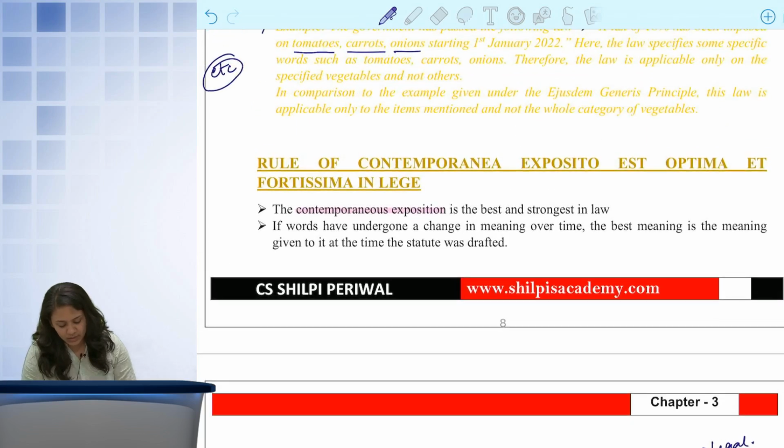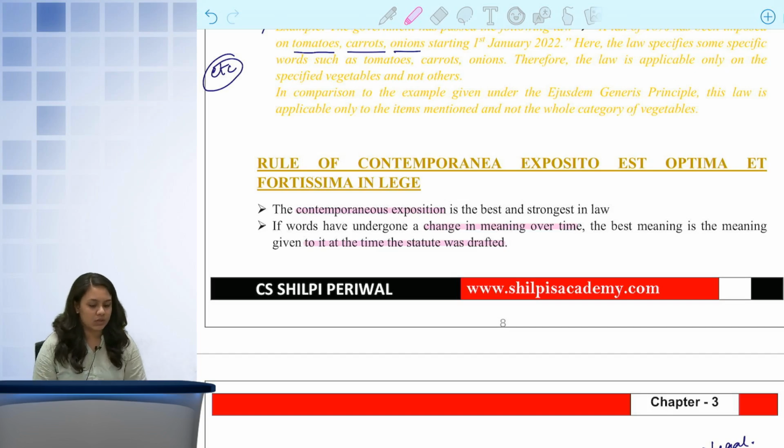It says, if words have undergone a change in meaning over time, then the best meaning is the meaning which was given to it at the time that the law was drafted itself. Okay, so this clearly means that even if there is a natural or ordinary or popular meaning of a word today, if it had a different meaning at the time that the law was drafted, then it is that meaning that we'll go with, and not the ordinary or popular meaning as we know today. And that is known as the rule of contemporanea expositio.